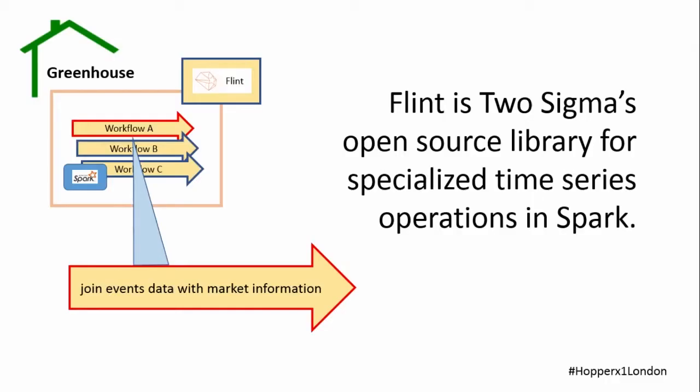So to see how Flint works, because the description I gave is very abstract, let's take a look at the workflow that joins events data with market information, the same example that I showed earlier, and see how Greenhouse uses Flint's temporal left join to make this join happen.